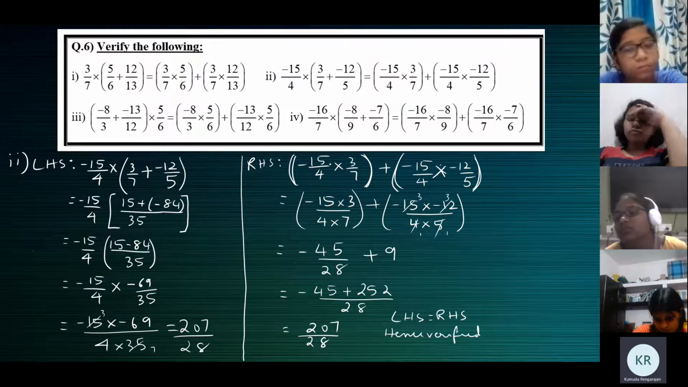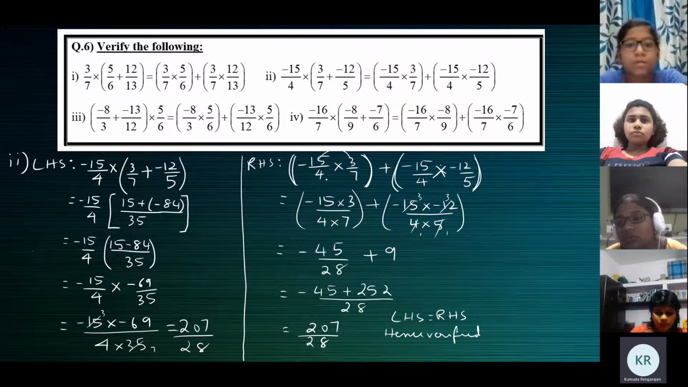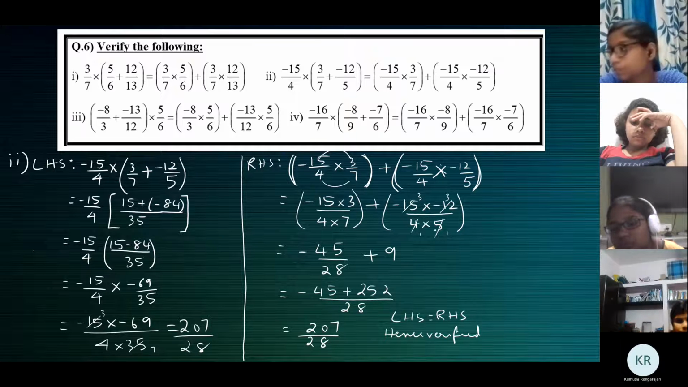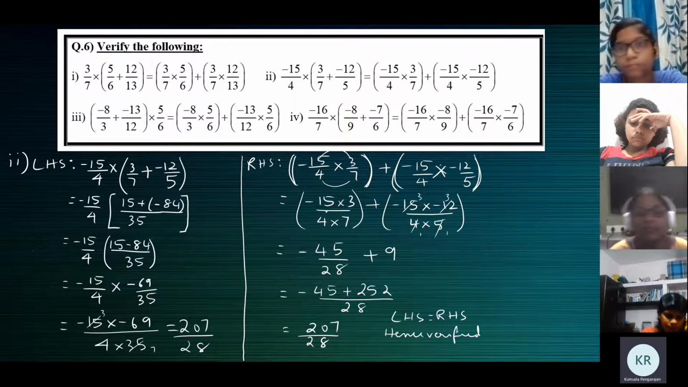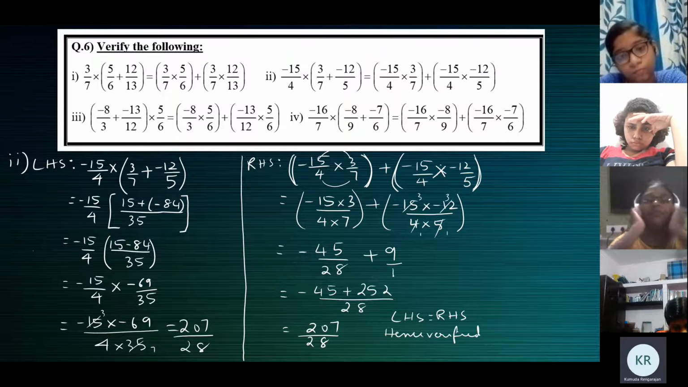So how do we find the product of two rational numbers? We multiply the numerators, we multiply the denominators. Do the same thing in the next bracket, and then if simplification is possible, simplify. When you multiply, minus 15 into 3 is minus 45, and 4 into 7 is 28. And here we have minus 3 into minus 3, which is plus 9, which is nothing but 9 by 1.